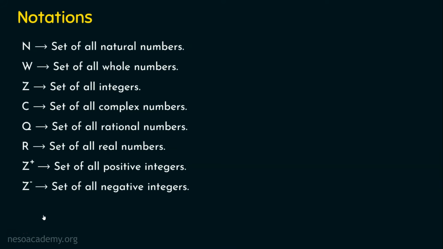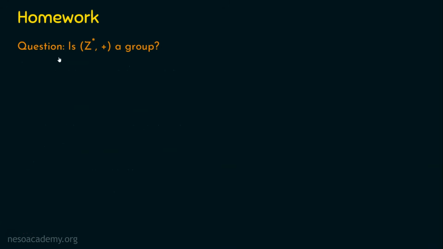Before we sign out, let's see the homework question. The question is: is (Z*, +) a group? Is something weird here? Nothing is weird. I have simply mentioned Z star. It means there is no 0 included in the set of integers. So you take Z as the set of all negative numbers and the set of all positive numbers excluding 0. So try finding the answer for this question and post your answers in the comment section.